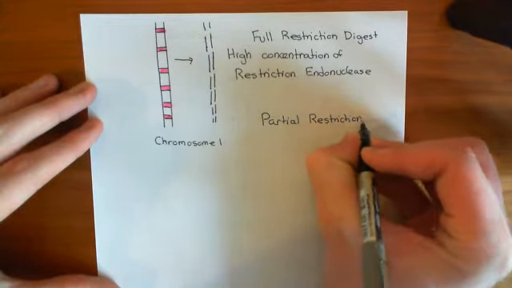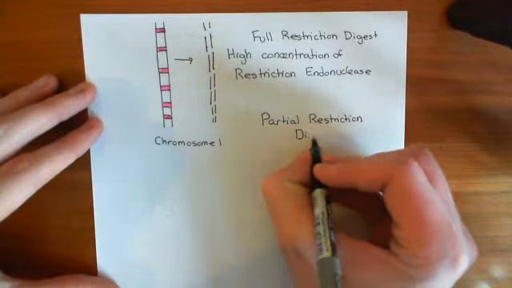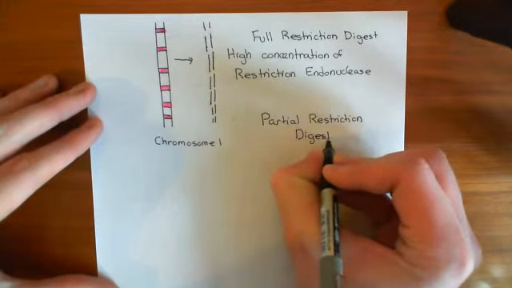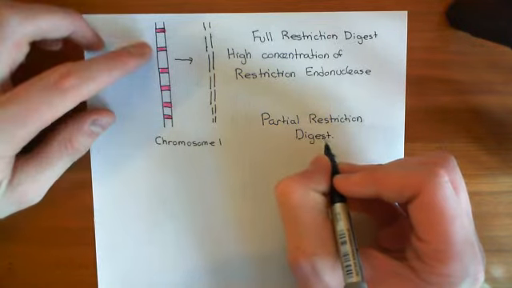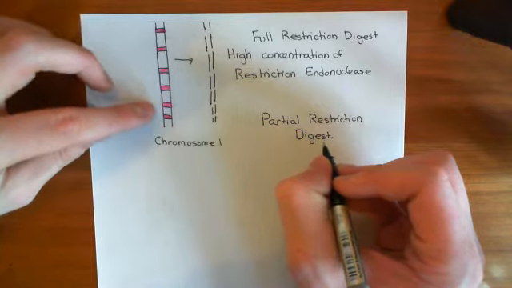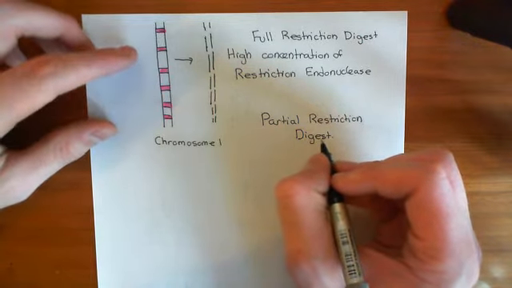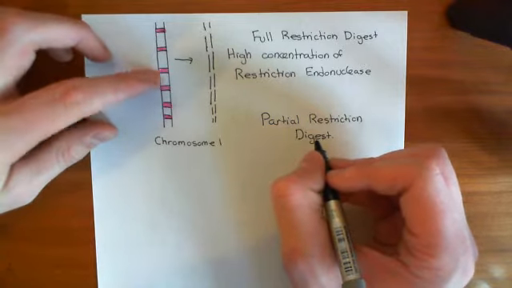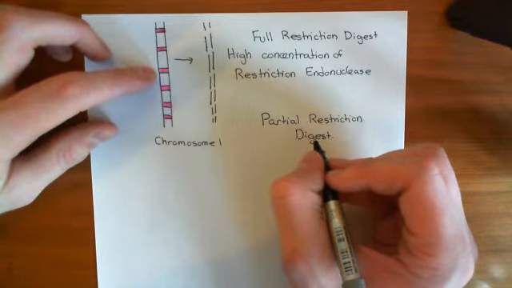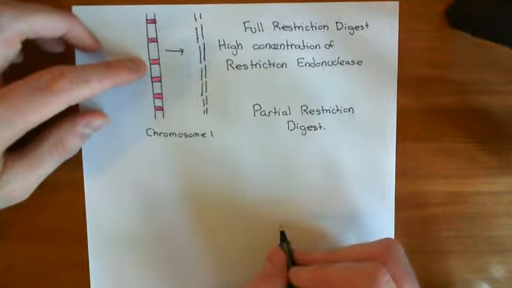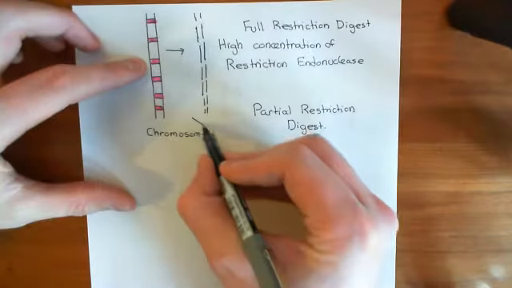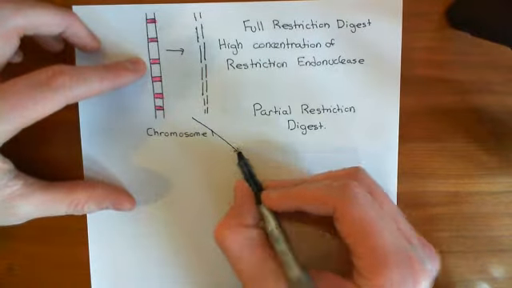Okay, so instead of putting so much restriction endonuclease on that there is enough to cut every single recognition site in every single one of the chromosomes, instead what we do is we put not enough on so that only some of the recognition sites get cut. So let me now show you what a partial restriction digest might do to this chromosome 1.